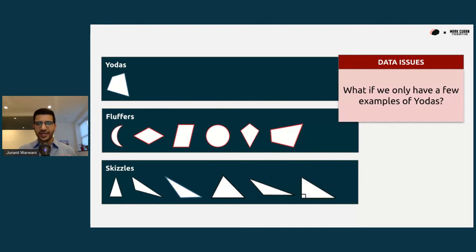Or what if we only have a few examples of Yodas, right? And again, in this case, it's not that important, but think about a real life example. Think about if, when Apple was building out its face unlock feature, Face ID, they didn't have enough examples of dark skin faces. Now, all of a sudden, if you've got darker skin, you find it a lot harder to use that new, really powerful technology.